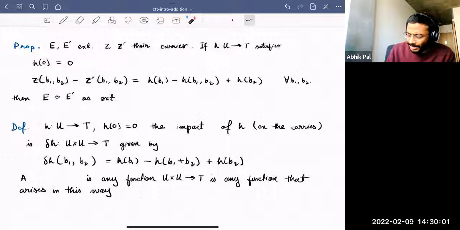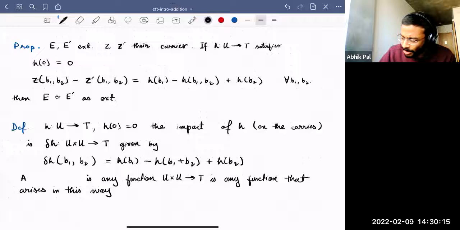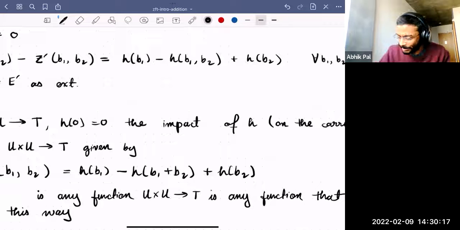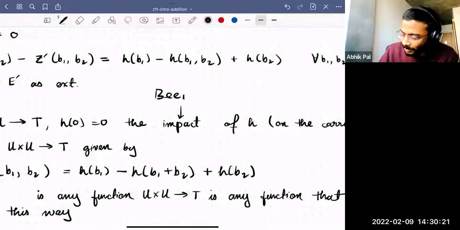So really what we are doing is that we are starting with a function that is sending 0 to 0, and we are measuring the impact this function has on the carries. So the impact this function has is whatever condition is on the right-hand side, which I explicitly write down here. And just to carry the theme of naming things after words in the German language, impact is Beeinflussung.